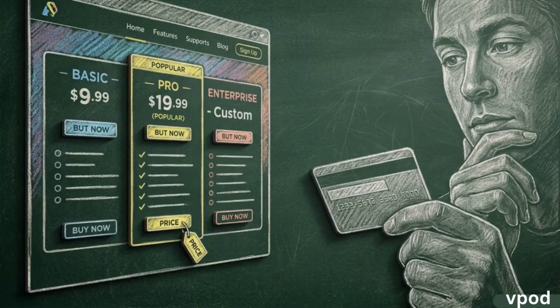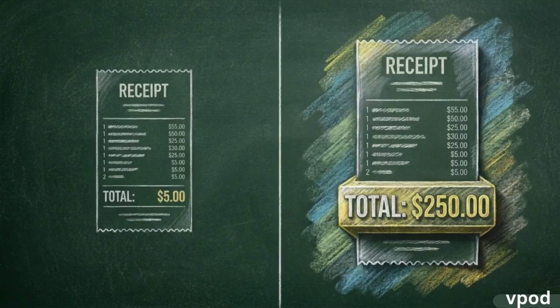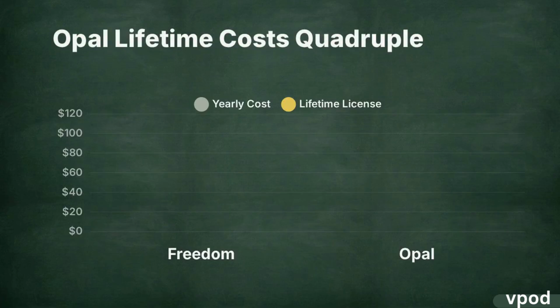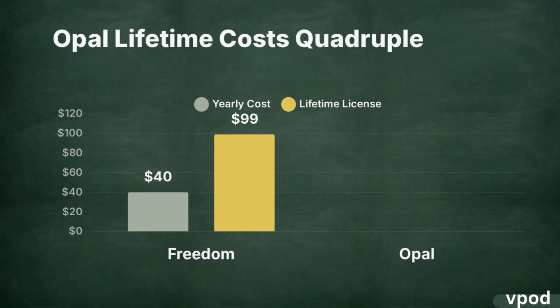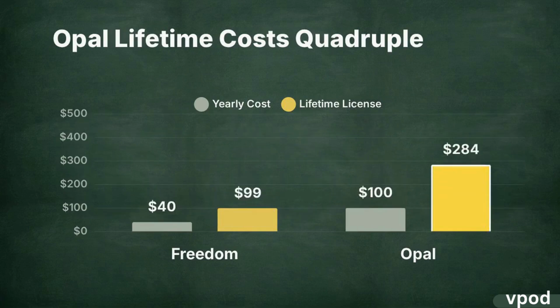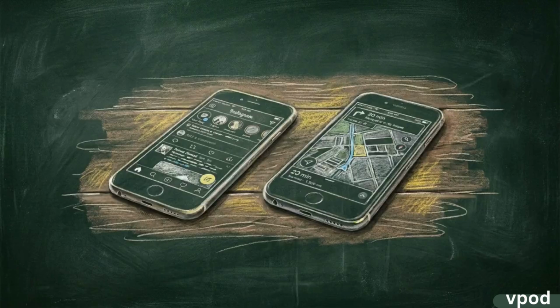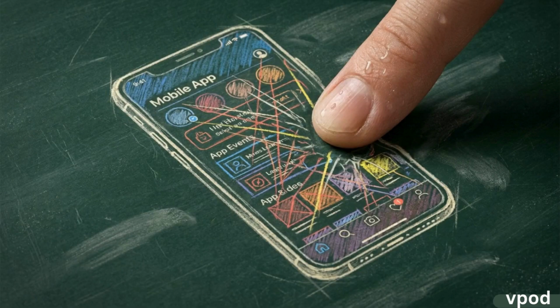Ultimately, the decision often comes down to the financial cost, and as of 2026, the price gap is steep. This chart illustrates the yearly cost. Freedom Premium is roughly $40 a year, or $99 for life. Opal Pro totals $100 a year and $399 for a lifetime license. Opal costs quadruple. Both tools are effective, but paying Opal's steep premium is only justified if you require the specialized psychological friction of open limits and the no unblocks mode.